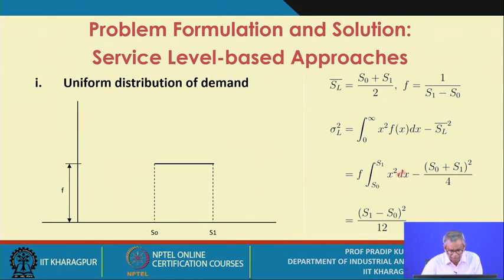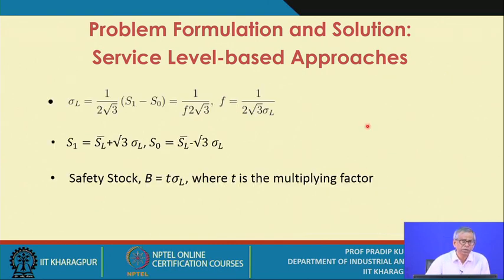So if you integrate this expression and manipulate, ultimately the expression for the variance of the lead time demand is (S1 minus S0) squared by 12. So we have used the fundamental principles in computing the mean and the standard deviation or variance. The standard deviation during lead time demand is 1 upon 2 root 3 times (S1 minus S0), and S1 minus S0 is nothing but 1 upon F. So it is 1 upon F 2 root 3, and hence F is equal to 1 upon 2 root 3 sigma L.